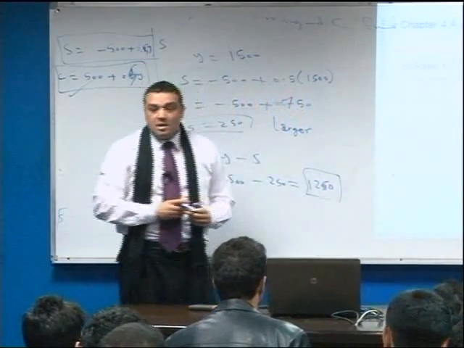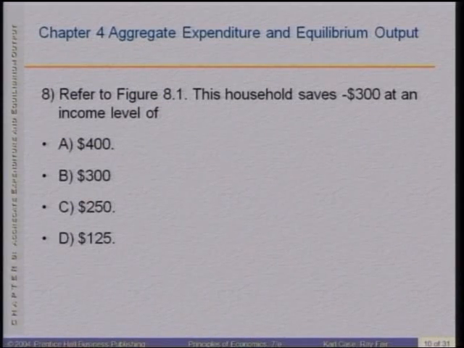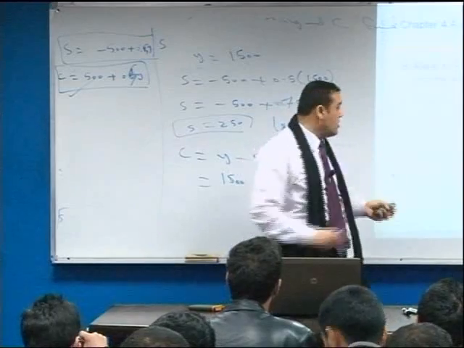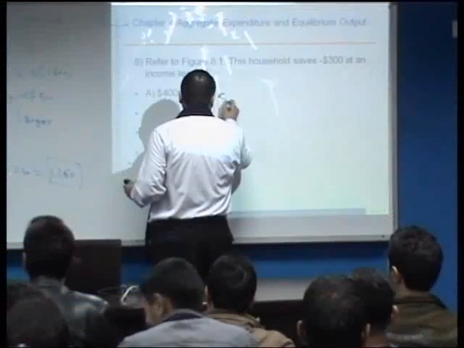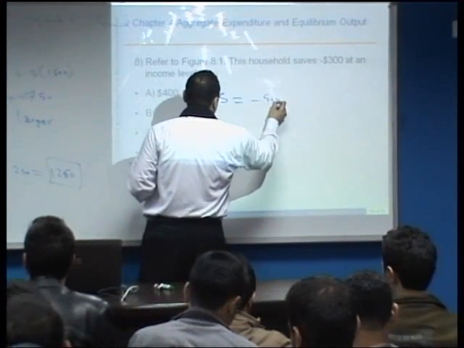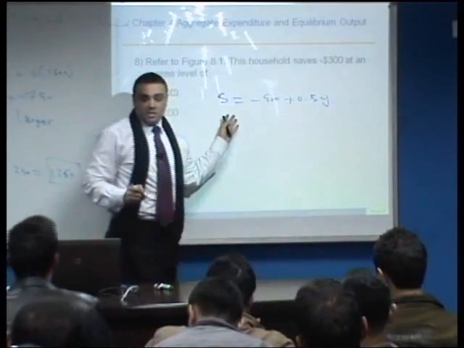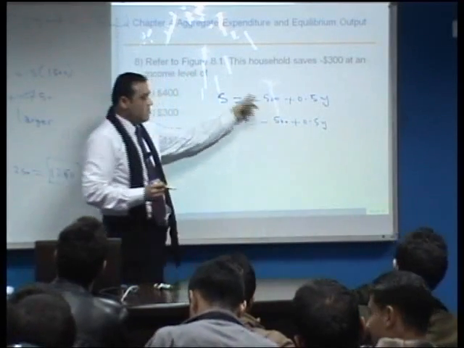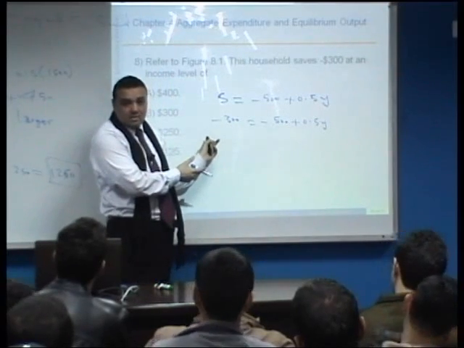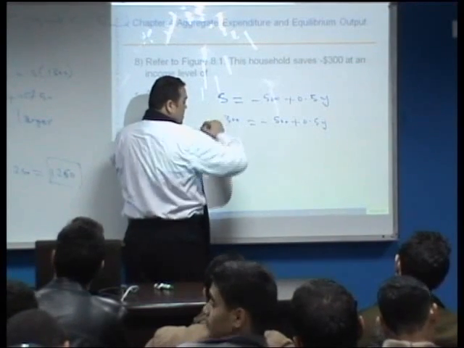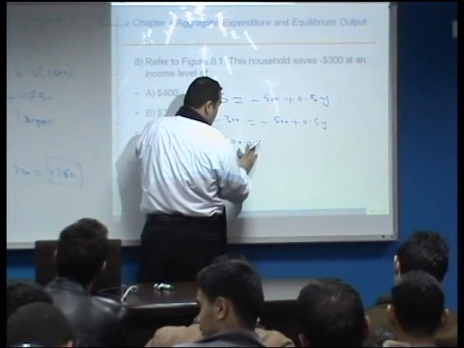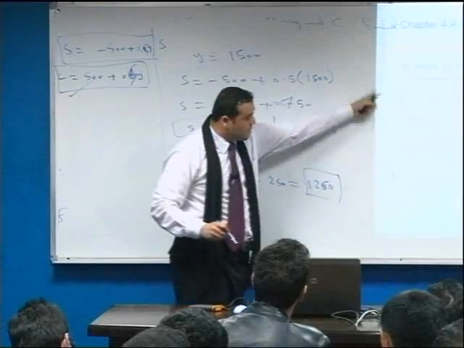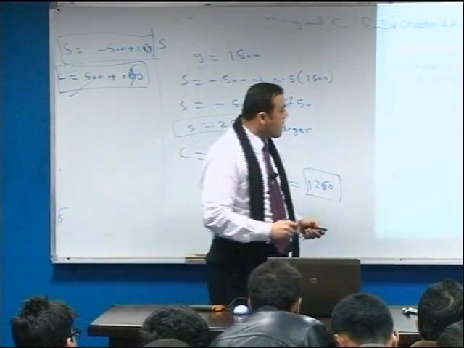What else in the household saving? This household saves minus 300 at an income level of how much? So we have to assume that saving equals minus 300. As you see in the formula, saving equals minus 500 plus 0.5y. At minus 300: minus 300 equals minus 500 plus 0.5y. So it should be positive 200 equals 0.5y. So y equals 400. Thank you.